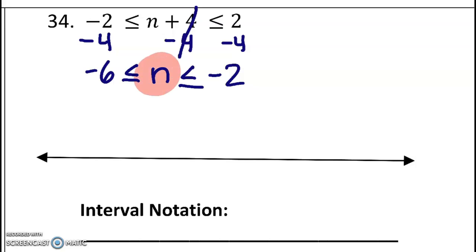The n is in between what? In between -6 and -2. Do we need to be perfect with our dashes? Not perfect. Just making sure that the -6 is on the left-hand side, the -2 is on the right-hand side. Does the -6 get an open dot or a closed dot? Does the -2 get an open dot or a closed dot?